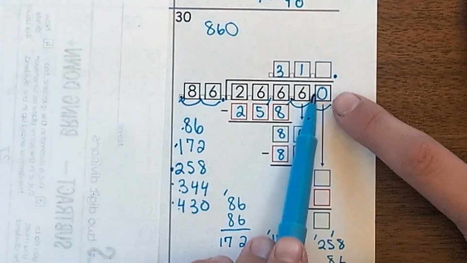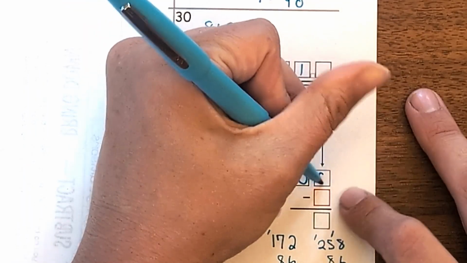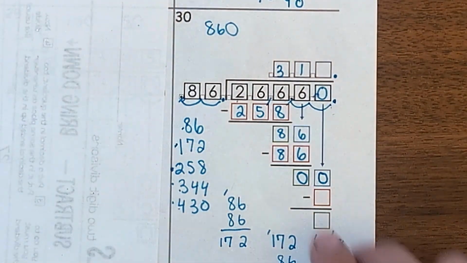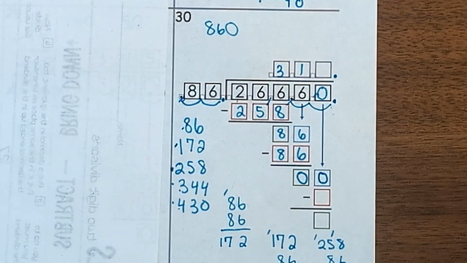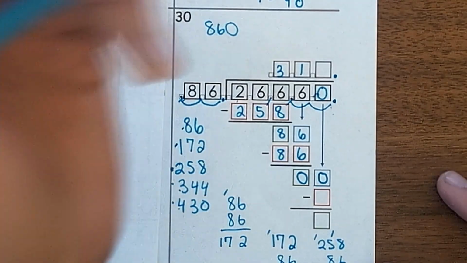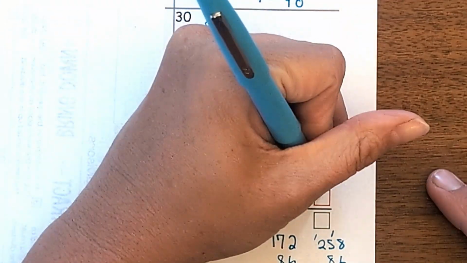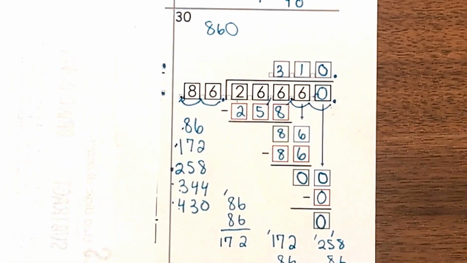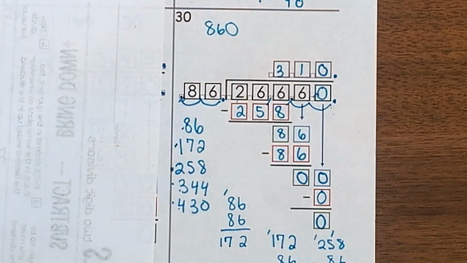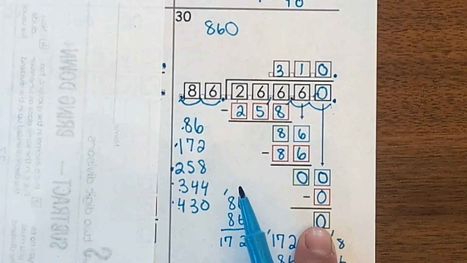So you're going to pull this 0 down because it is part of this number and you're going to keep going. So what are we dividing? 0 divided by 86. How many times does 86 fit into 0? 0 times. And then you just keep going. 0 times 86 is 0. And 0 minus 0 is 0. But now we're all finished because there's a 0 at the end. And more importantly, there's nothing left to bring down.